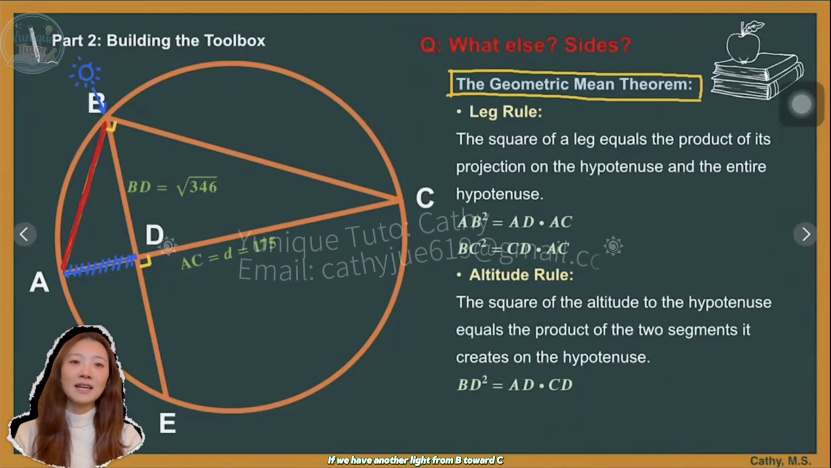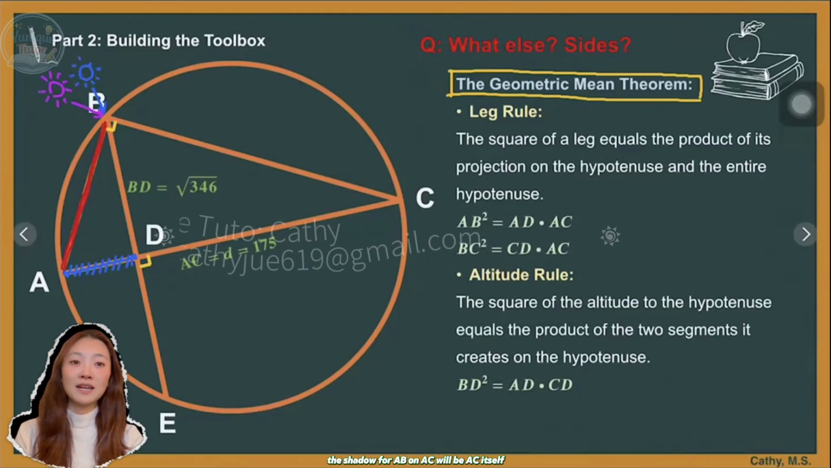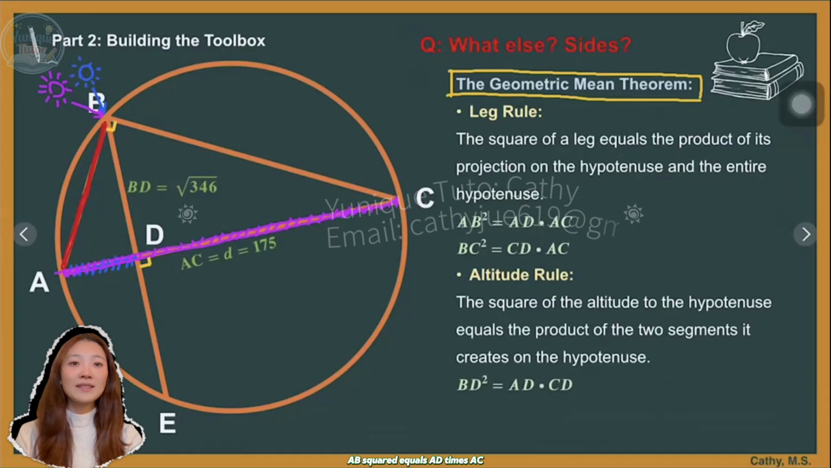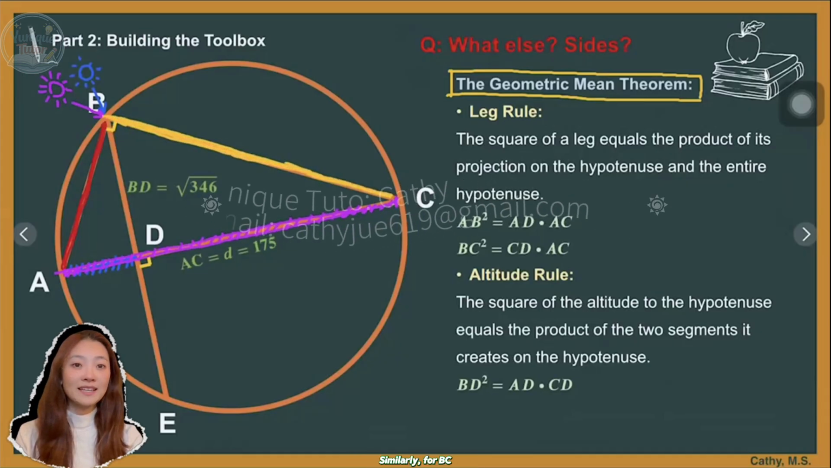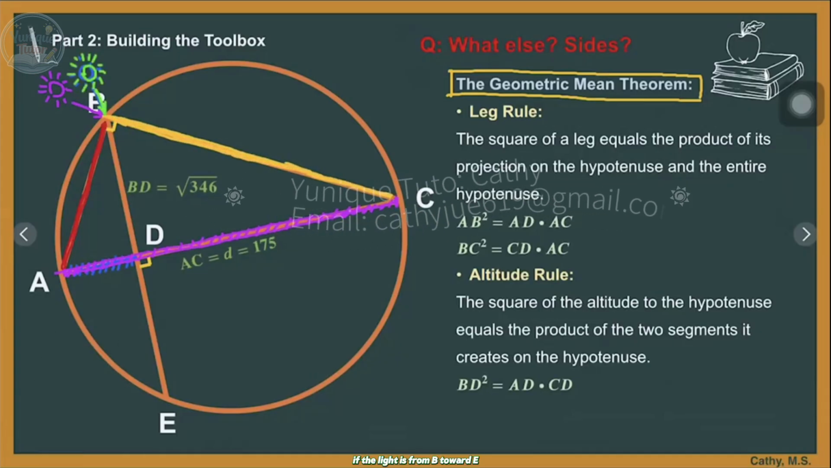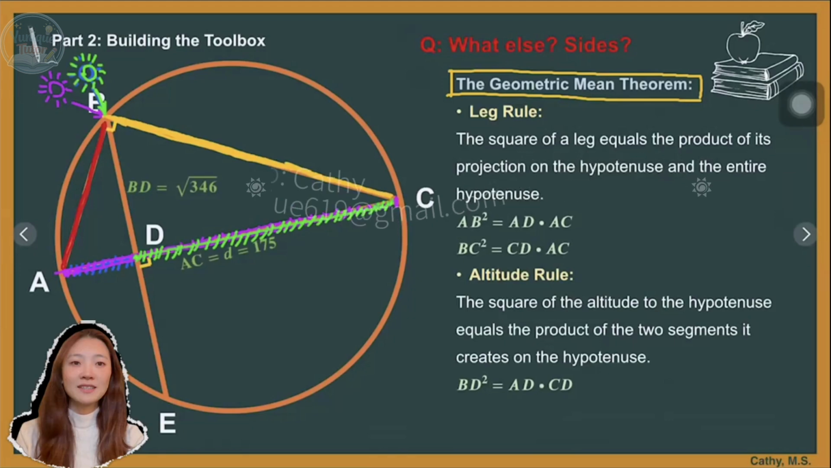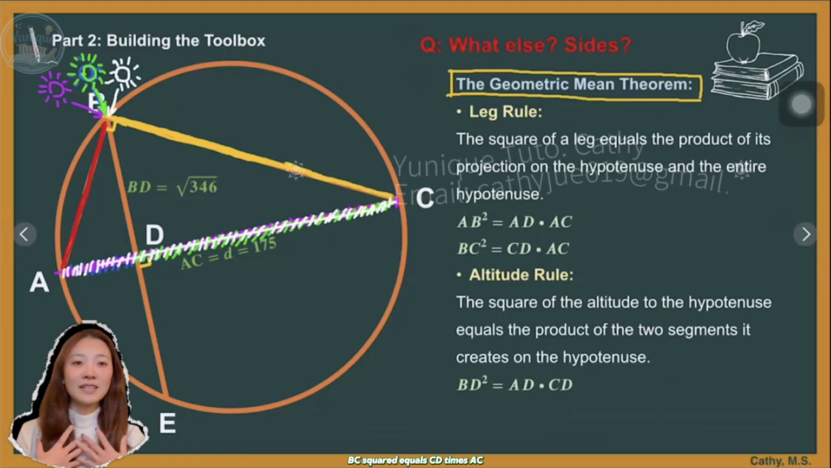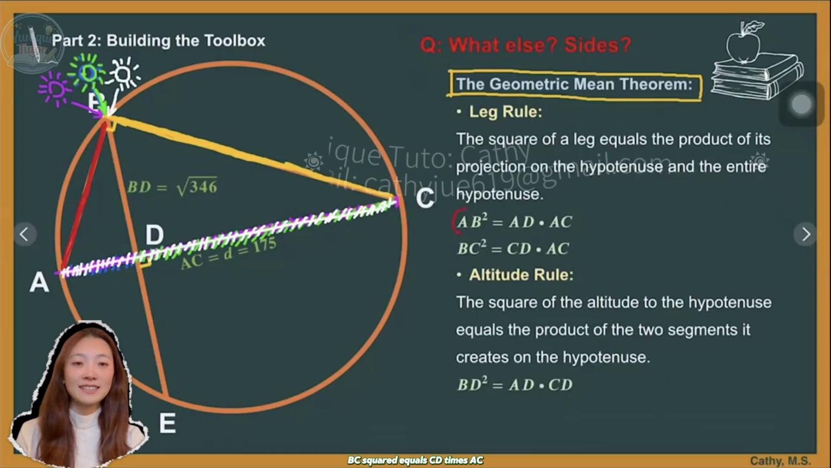If we have another light from B toward C, the shadow for AB on AC will be AC itself. So AB squared equals AD times AC. Similarly, for BC, if the light is from B toward E, the shadow is CD. If the light is from B toward A, the shadow is AC, so BC squared equals CD times AC.